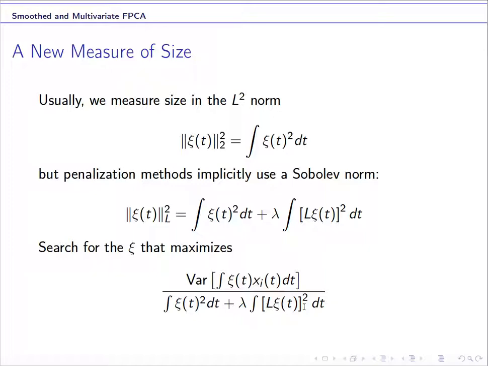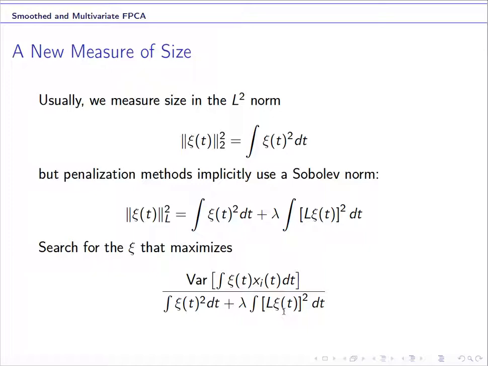So for example, if cos t is more rough, then this integral of this differential operator on cos t will become larger, right? If it becomes larger, then this variance divided by this larger integral will become smaller, right? So in other words, when we try to maximize these ratios, we not only try to maximize the variance, we also try to minimize the denominator, we try to minimize the integral with the L cos t square, right? So this is how you control the roughness on the cos of t, okay?